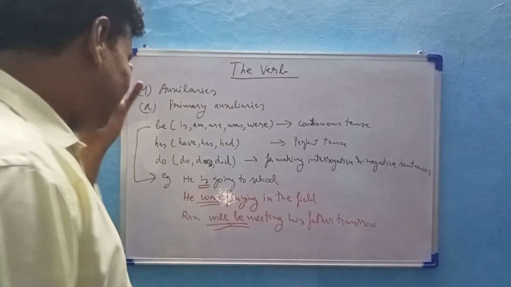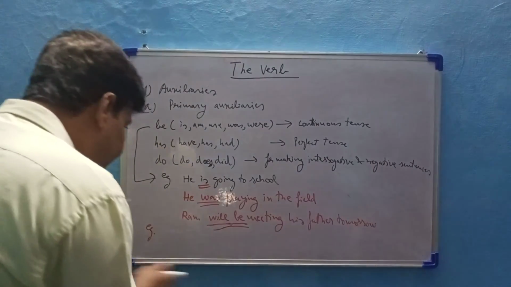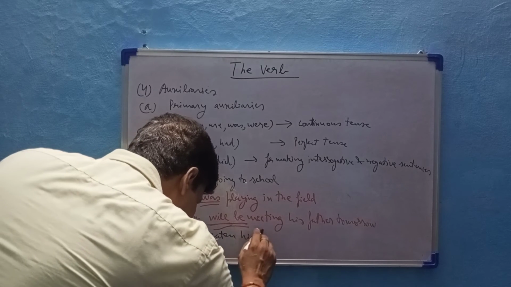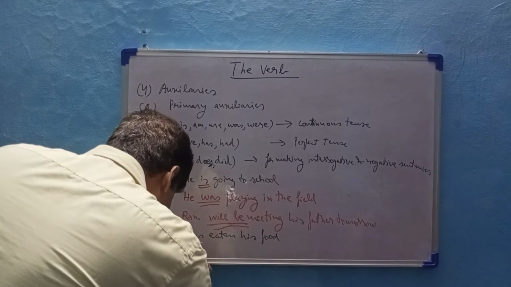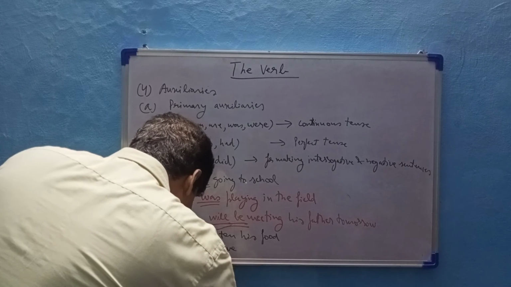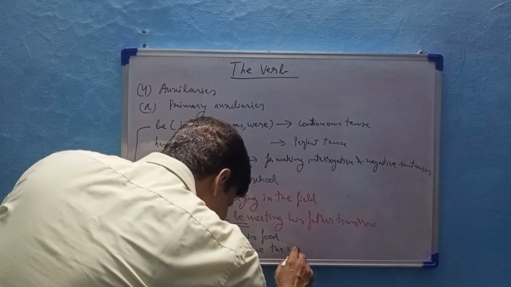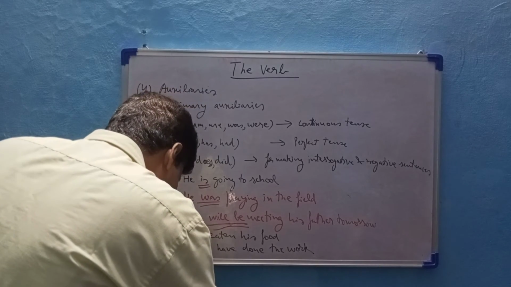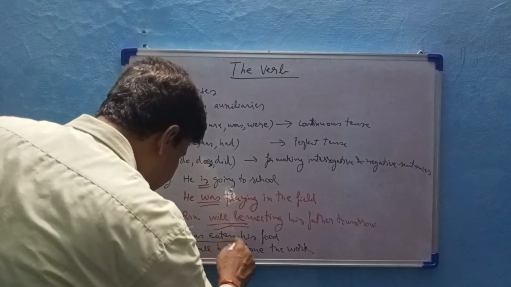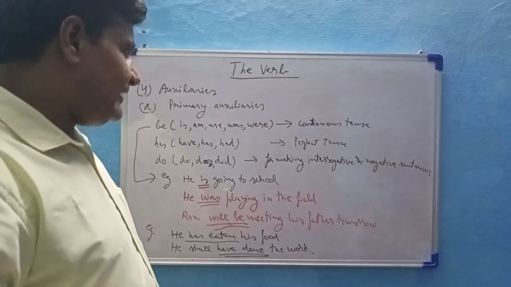Now how it is used for making perfect tense. See examples. He has eaten his food. He shall have done the work. He shall have done the work. He has eaten his food. So here you can see how the form of has is used for making the perfect tense.